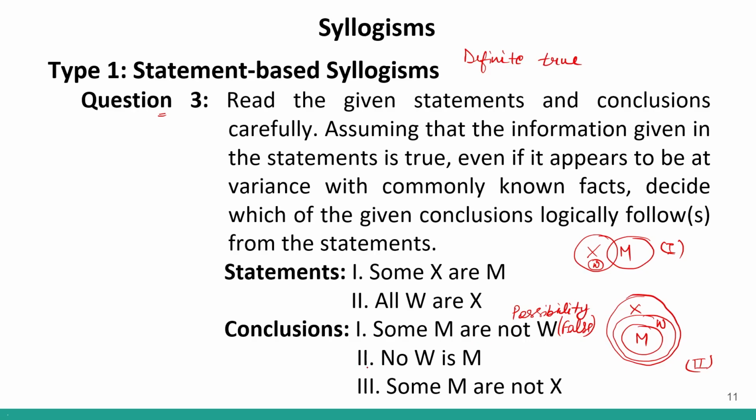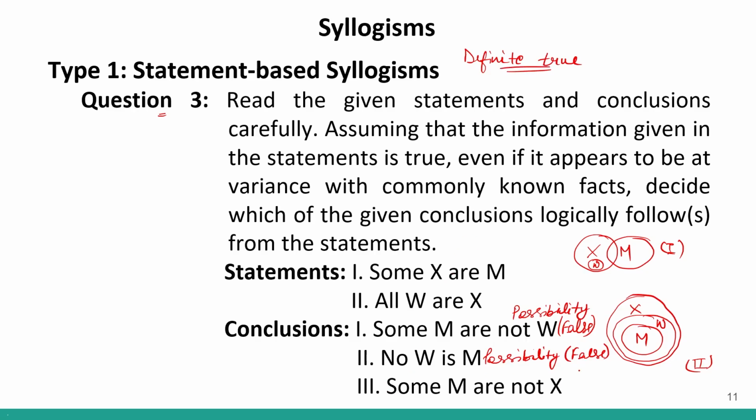Okay. Conclusion number 2 says no W is M. So over here, I can see W and M are overlapping in possibility 2. In the first possibility, W and M are not overlapping. So again, this is a possibility. So we do not consider possibilities unless it is stated. If it was written no W is M is a possibility, then it would have been correct. But over here, the word possibility is missing. Therefore, this is false because we only take conclusions that are definitely true.